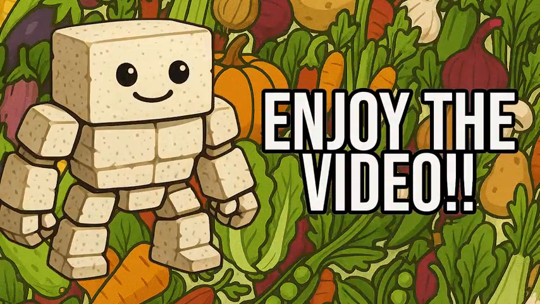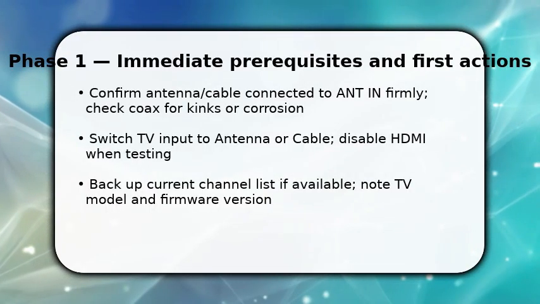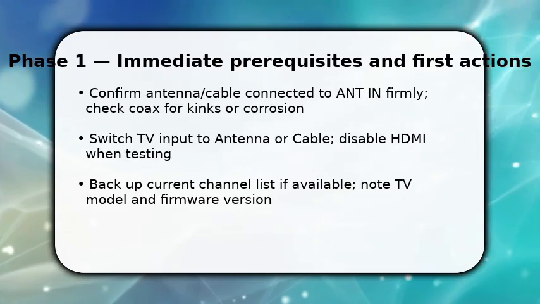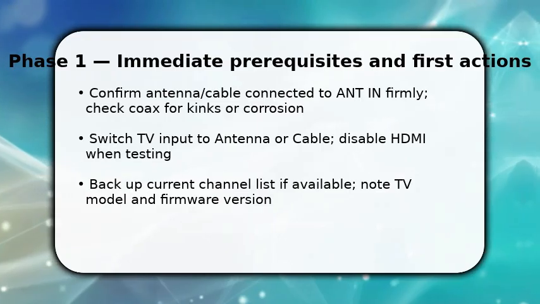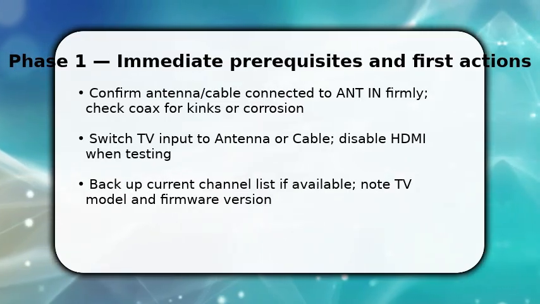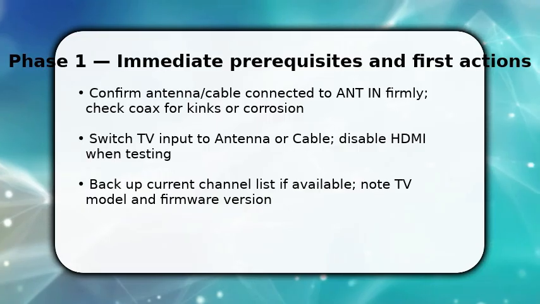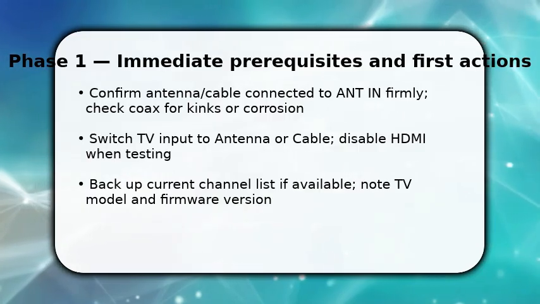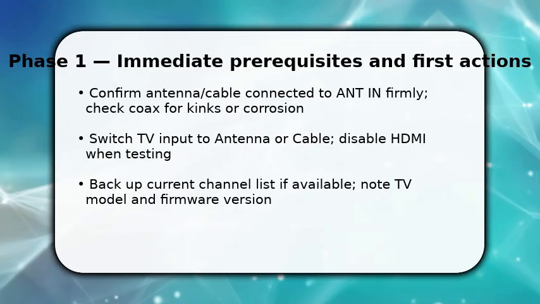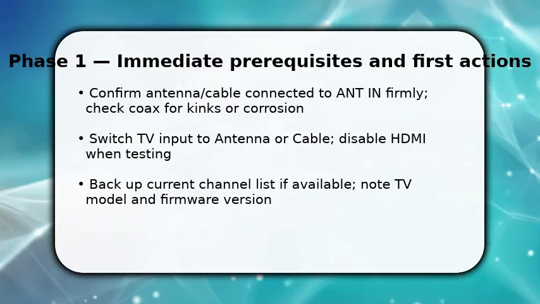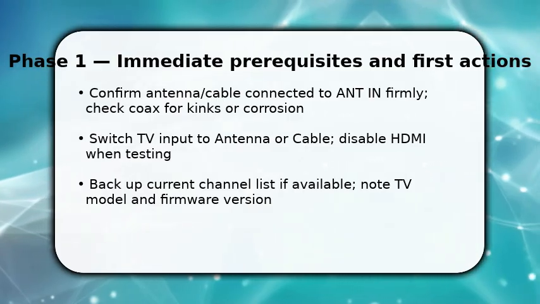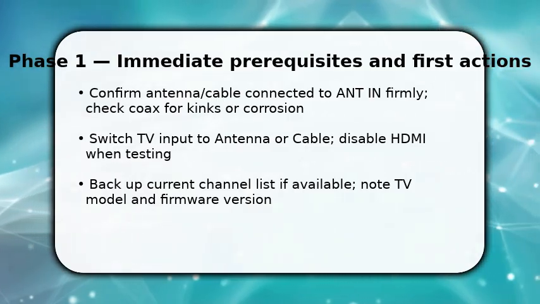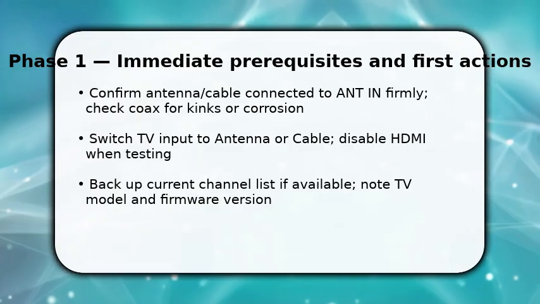Please enjoy the video. You're going to start by verifying connections and telling the TV what source to scan. First, make sure the coax is solid in the ANTN port. A loose plug often causes no program info. Once done, switch the TV input to antenna or cable, not HDMI, so the tuner can be accessed. Also, take a quick note of your LG model and firmware. This makes later steps precise and prevents unnecessary confusion.